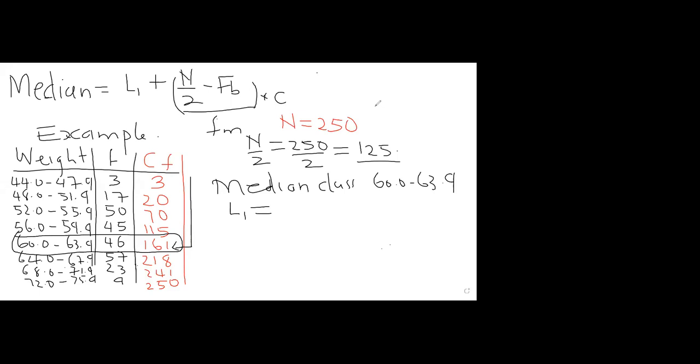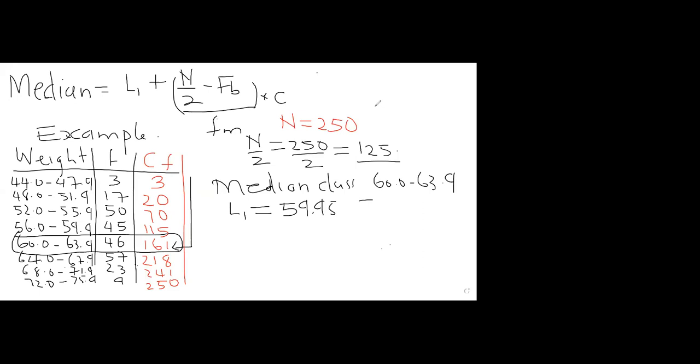Now I need to get L. I've started with N over 2, now I can go to L. Since I've got the median class, now I can look for the lower class boundary of this class. Some of you told me you had a weight of 60, so she's here and you want the real median weight. So the lower class boundary is, I hope you remember that, 59.95. So L is got.